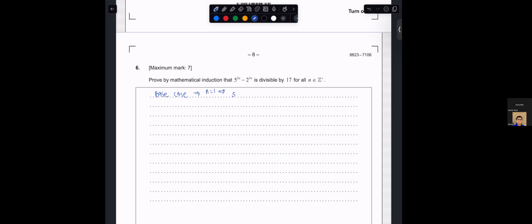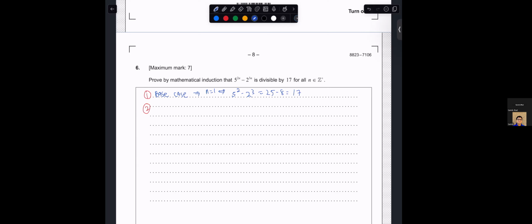So what does that mean? We have 5 squared minus 2 to the third. What's that? 25 minus 8 is equal to 17. So the base case is true. This is our first step.